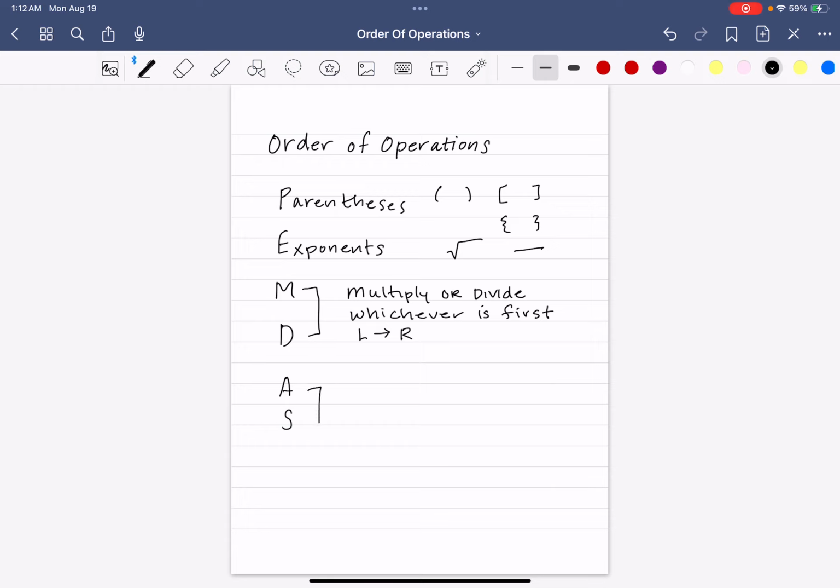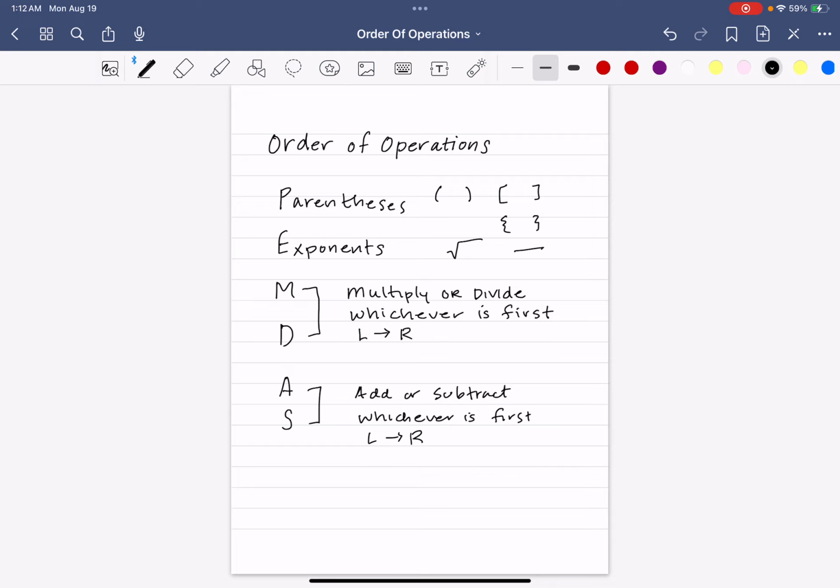And the same thing is true with add, subtract. So add or subtract, whichever is first, left to right. So it can be a little misleading if you think of PEMDAS, please excuse my dear Aunt Sally, as multiply then divide, because it's not. It's multiply or divide, whichever comes first.